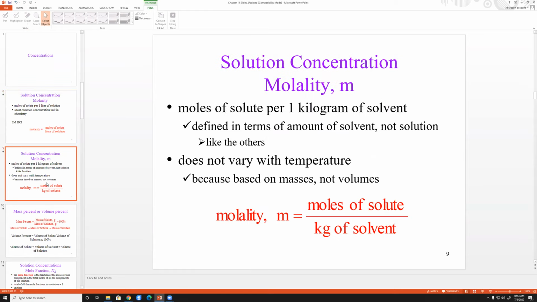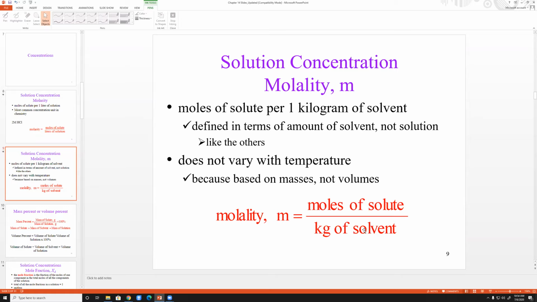There's another one that's mostly used in chemical plants for large batches, which is molality. It sounds like molarity if you have a lisp, molality. So it's a little bit different. It's a small m, and it's represented by the moles of solute, so that's the same, but divided by kilograms of solvent.